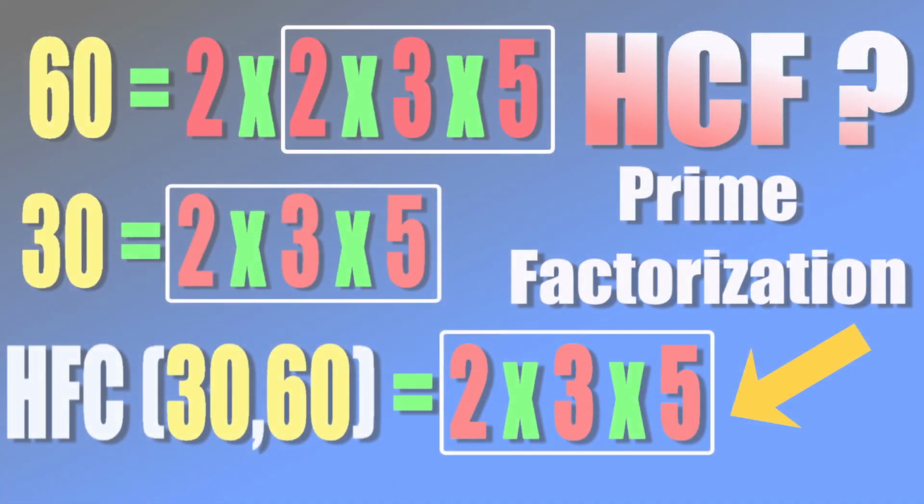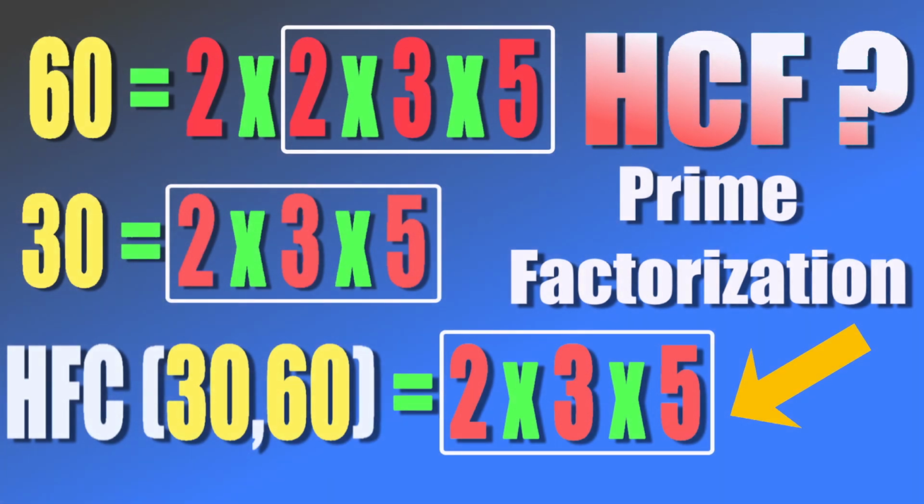In this lesson, we're going to show you how to find the highest common factor of two numbers by using a method called prime factorization.